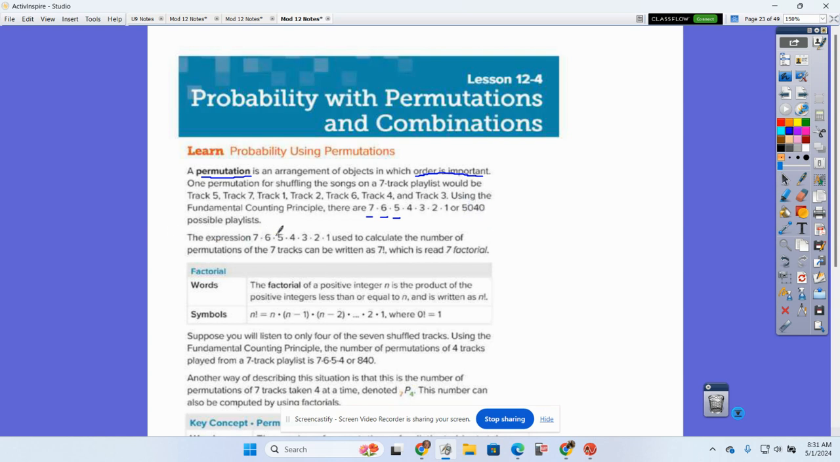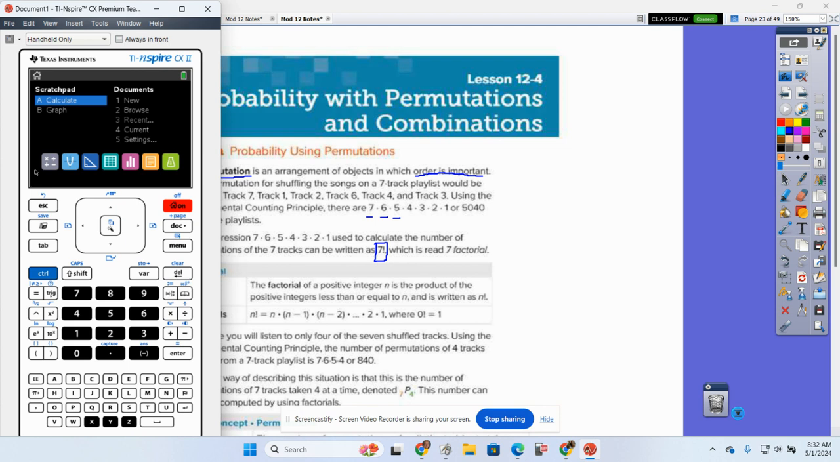The expression 7 times 6 times 5 times 4 times 3 times 2 times 1, used to calculate the number of permutations of the 7 tracks, can be written as 7 factorial. So your calculator, I'm going to be showing your calculator throughout here. Your calculator can do this.